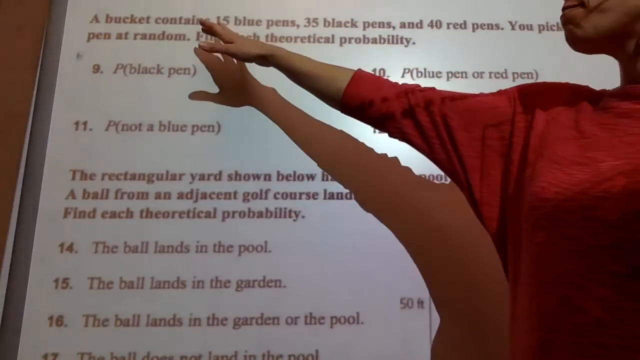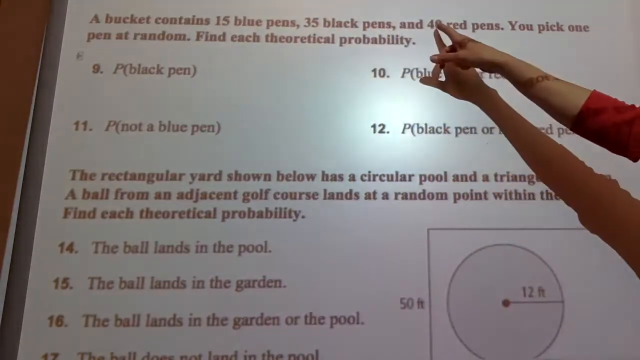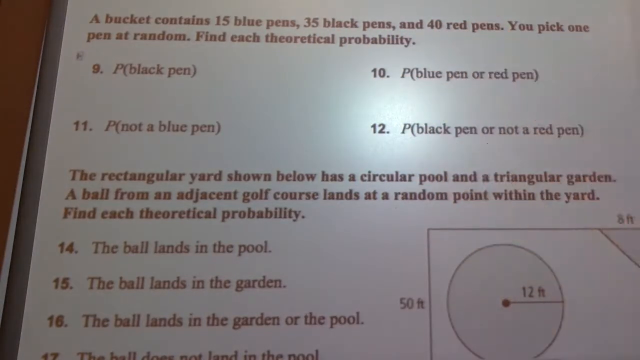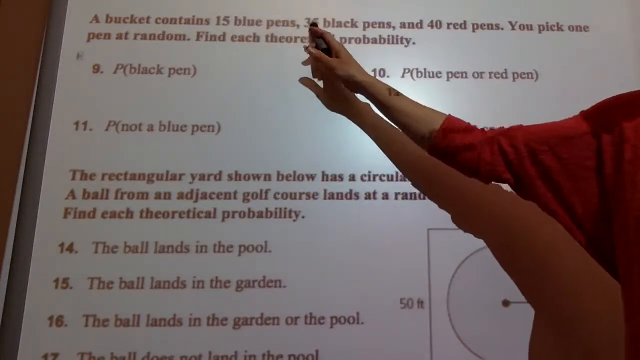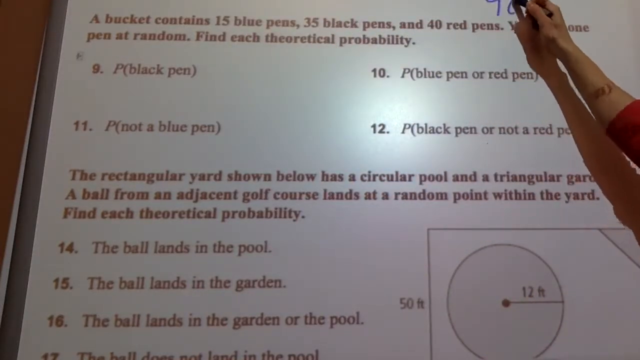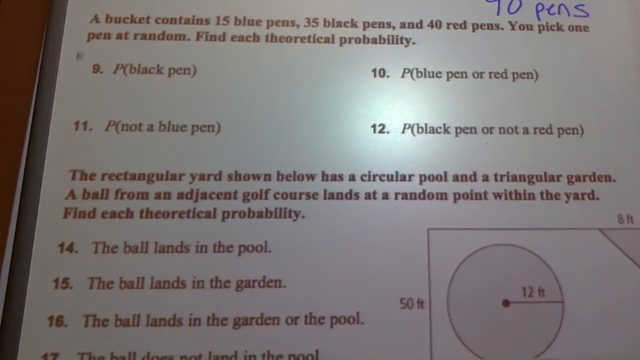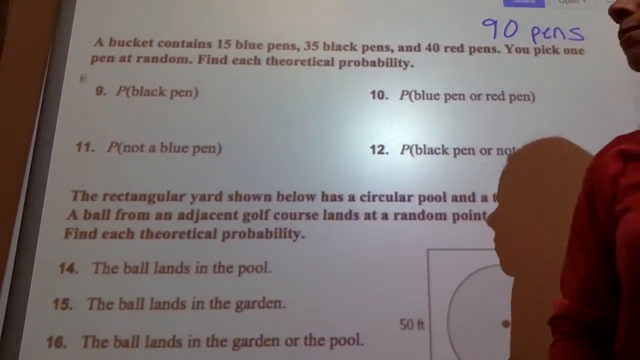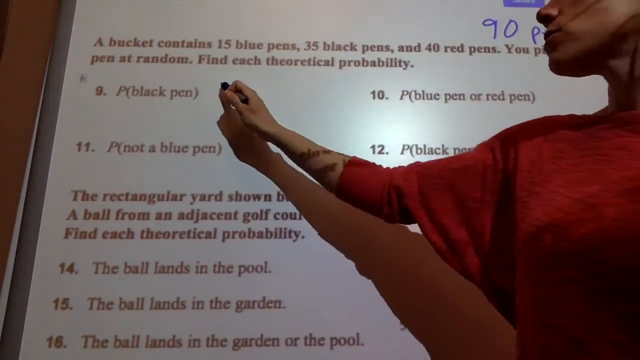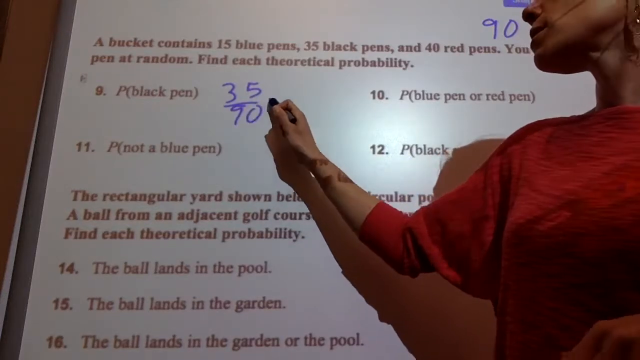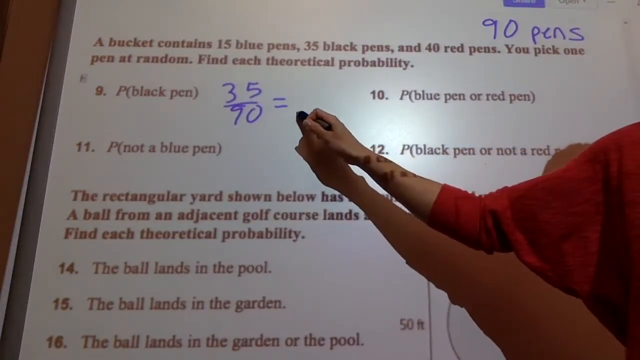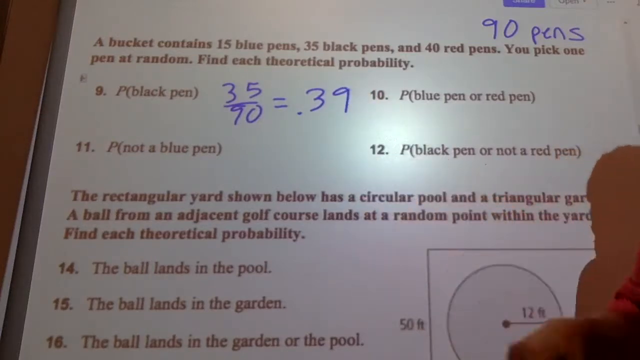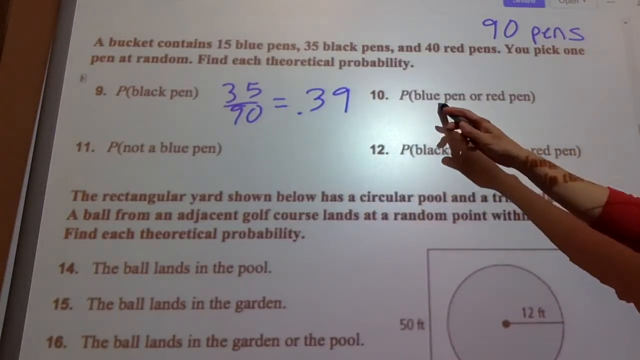Okay, I have a bucket of pens, 15 blue, 35 black, and 40 red. You pick one pen at random. So what's the first thing I need to do in order to solve these problems? Add up how many pens there are. So 15 plus 35 plus 40 is 90 pens. Okay, so now what's the probability that I get a black pen? 35 over 90. Yep, 35 black pens, so that'd be 35 out of 90, which is what in decimal? 0.39.